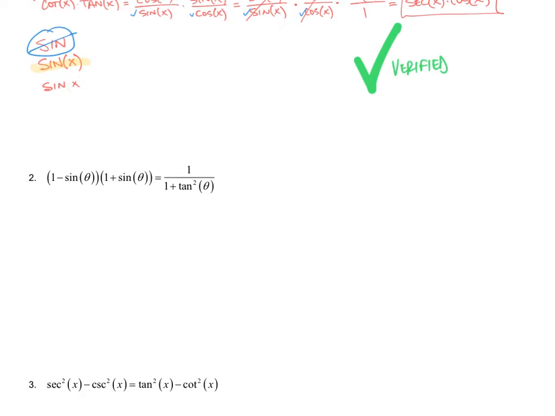Okay, this one looks kind of crazy. Take a look here. I'm going to probably work on the left-hand side because it looks like there's a lot more going on over there. So I have 1 minus sine theta, 1 plus sine theta, and I got to multiply those out. So let's go ahead and just rewrite it. Notice I'm back to theta here as the input variable. Don't let that alarm you.